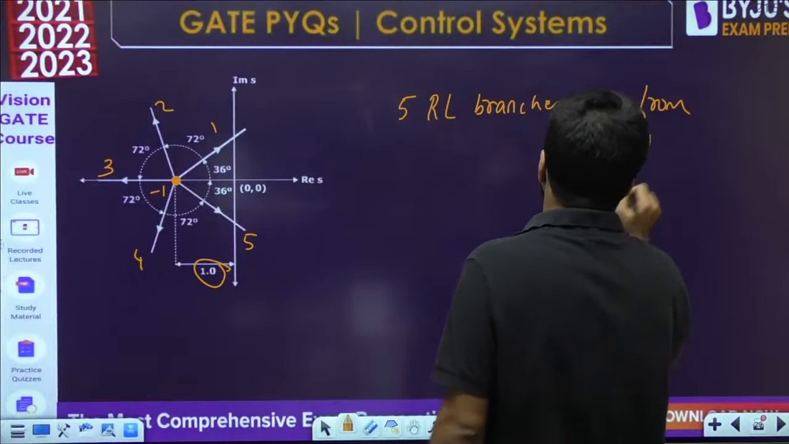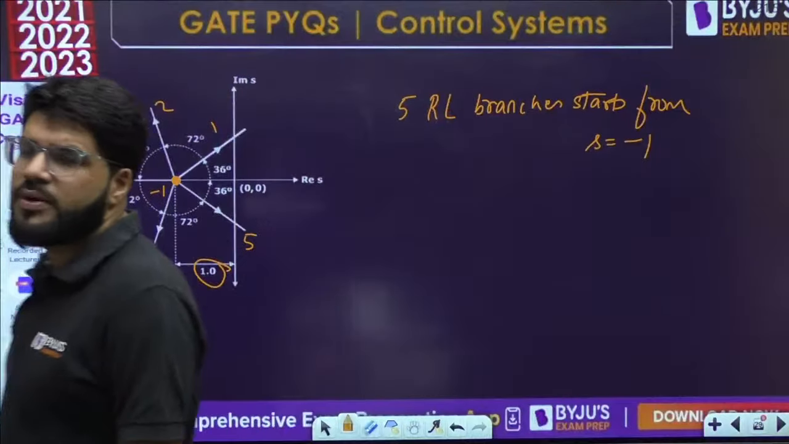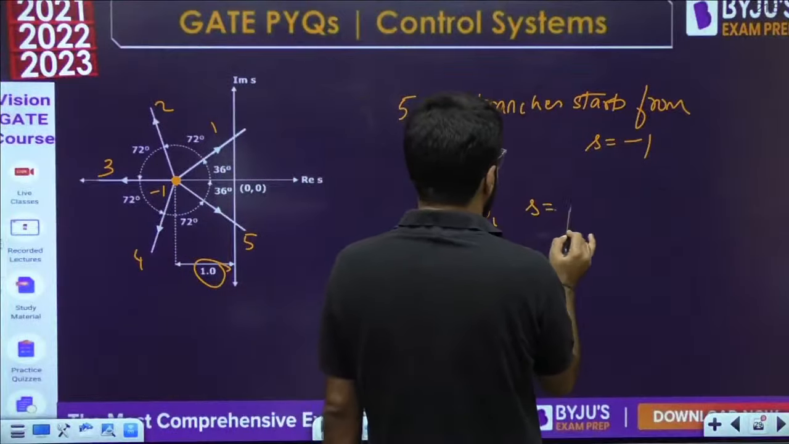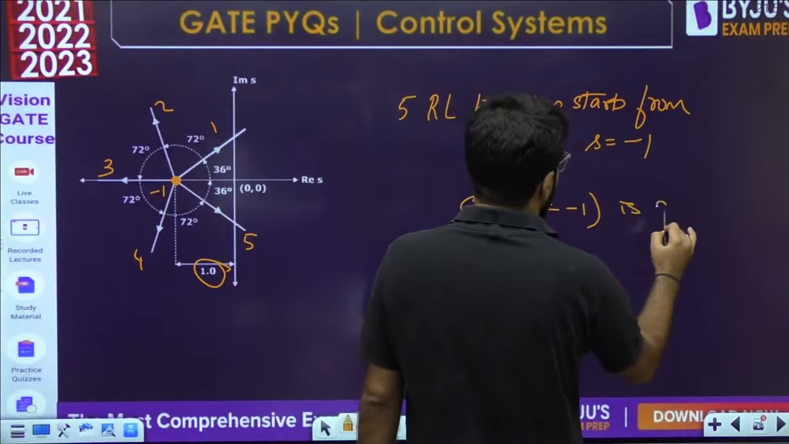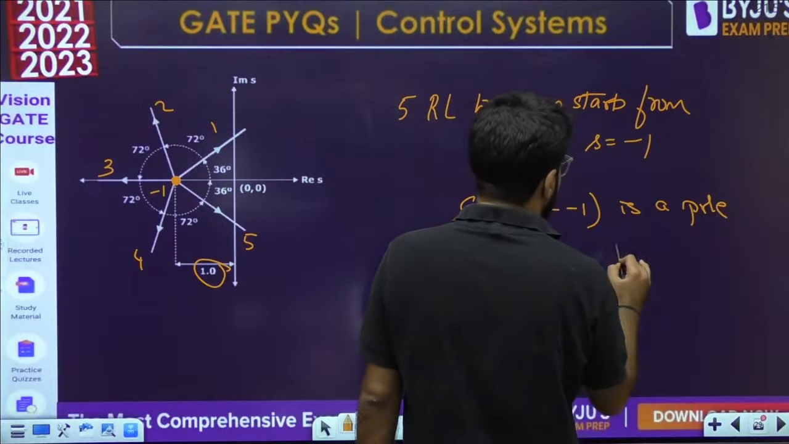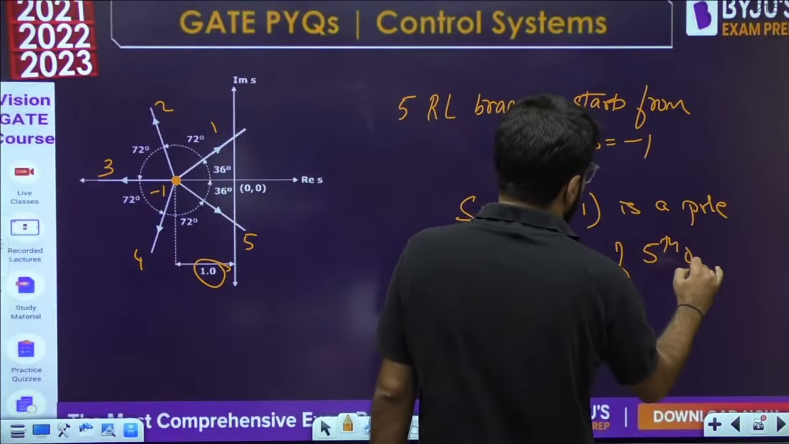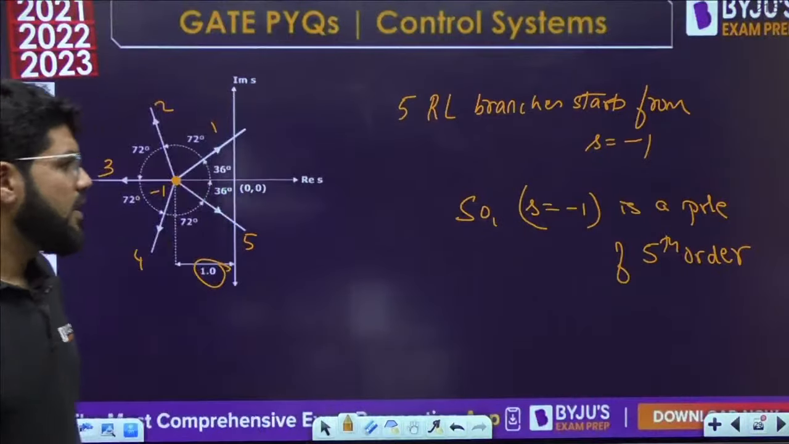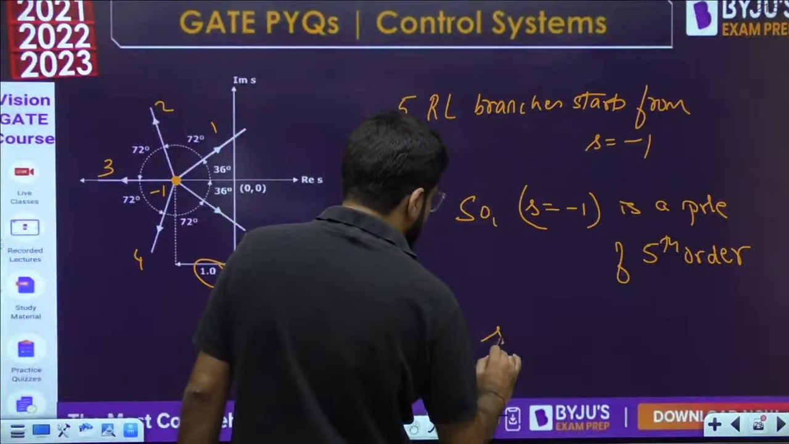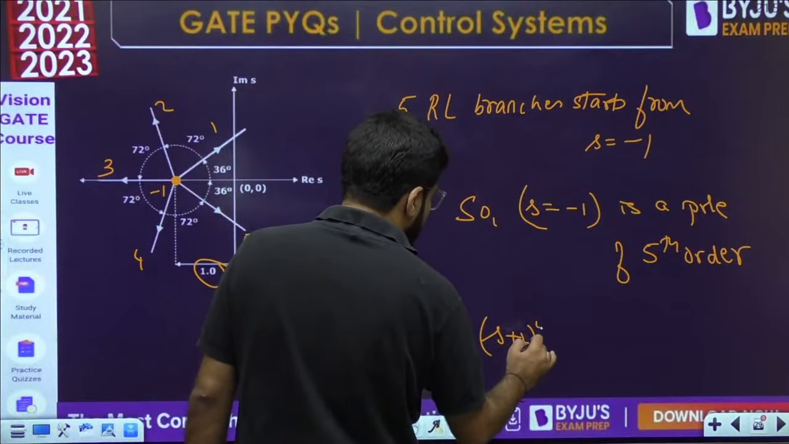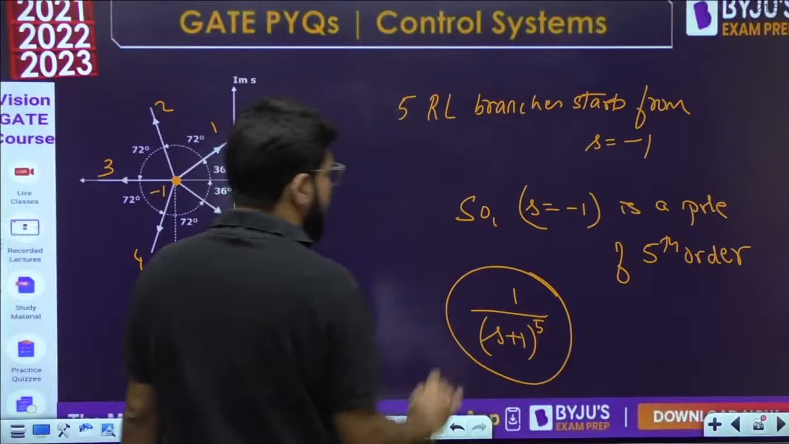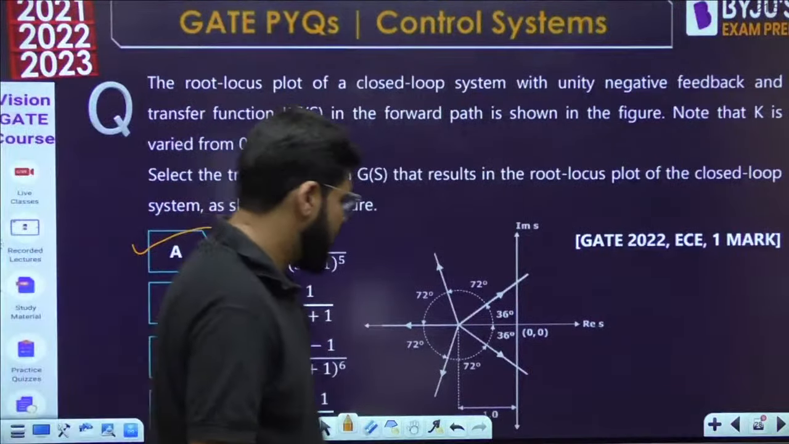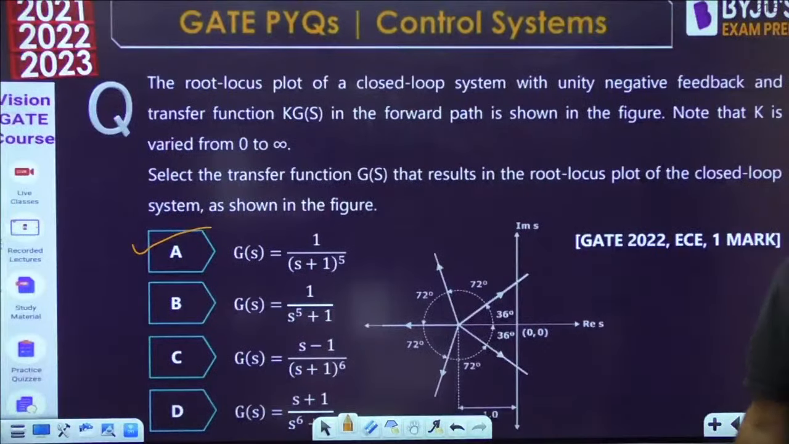They start from s equal to minus 1. So we can say that s equal to minus 1 is a pole, and not only is it a pole, it is a pole of fifth order. That pole will repeat 5 times. That means you should have a term (s plus 1) power 5 in the denominator. (s plus 1) power 5 in the denominator, only option number A. Only and only option number A.